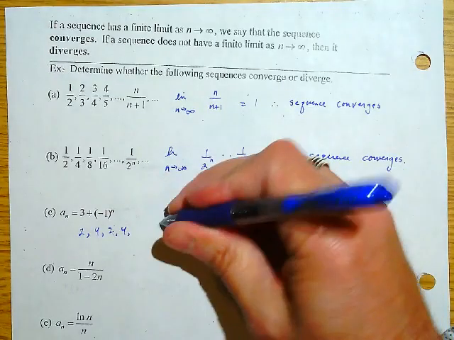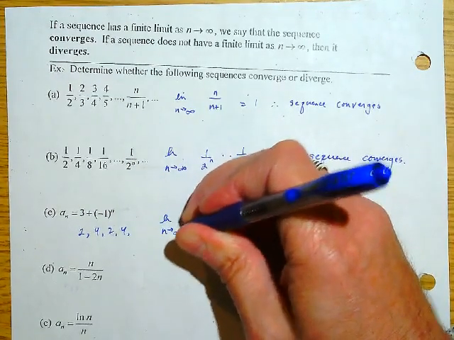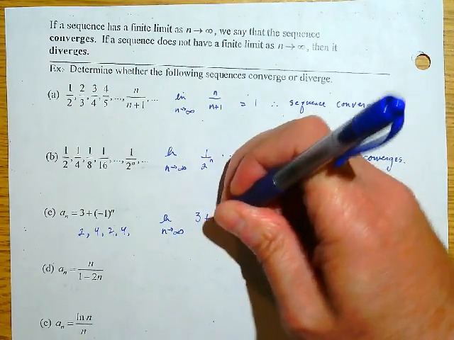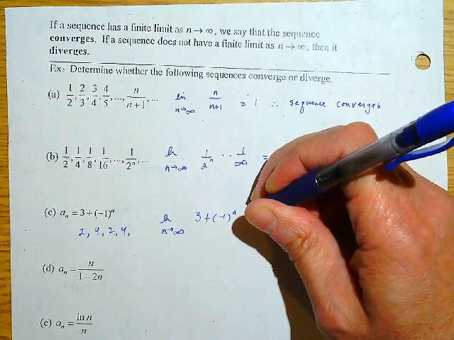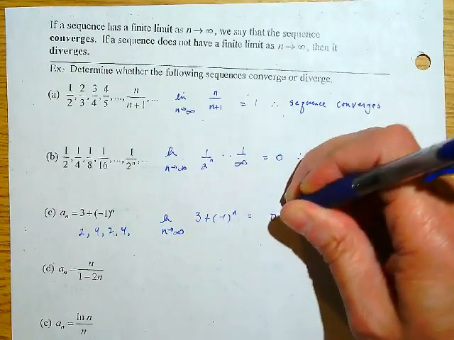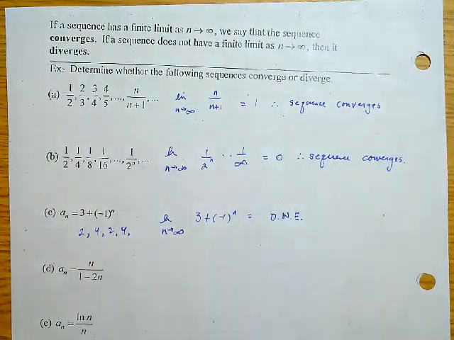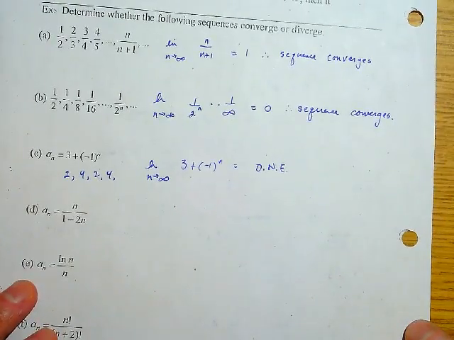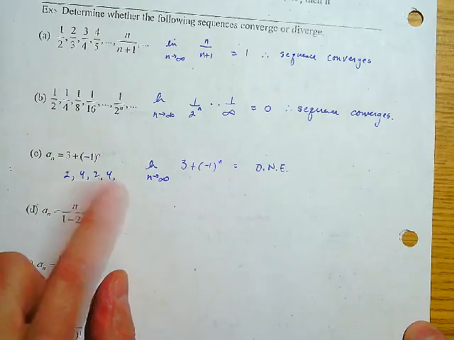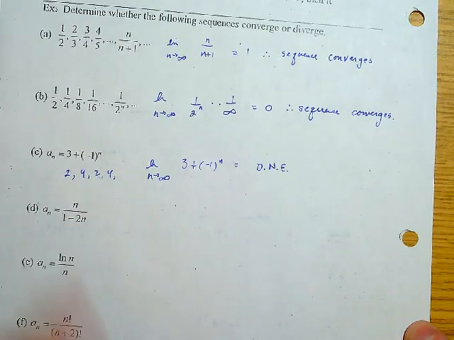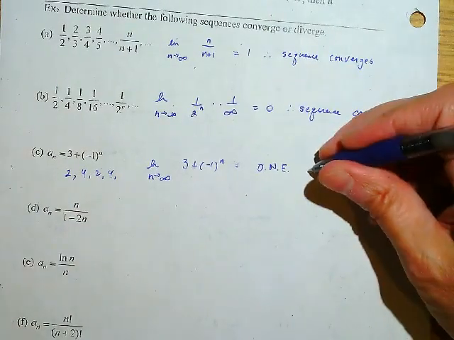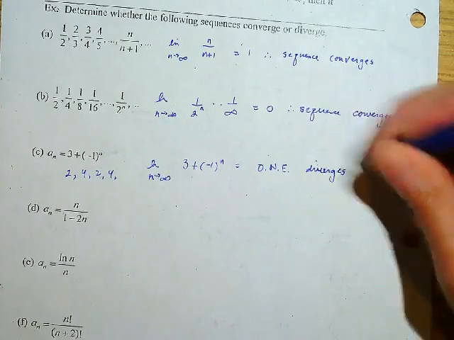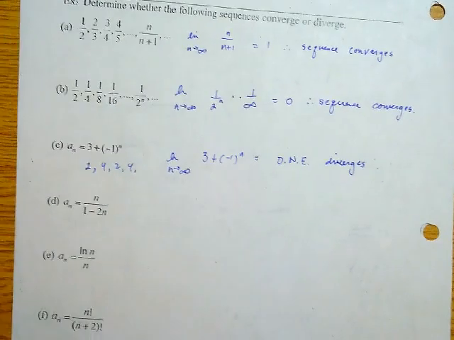That limit, as n approaches infinity, of 3 plus negative 1 to the nth power, is DNE, does not exist. That limit does not exist. You're not getting to a finite limit there. It's alternating. It's oscillating between 2 and 4, 2 and 4, 2 and 4. Therefore, we're going to say that the sequence diverges. Diverges. Okay?